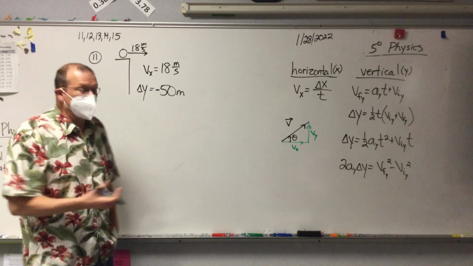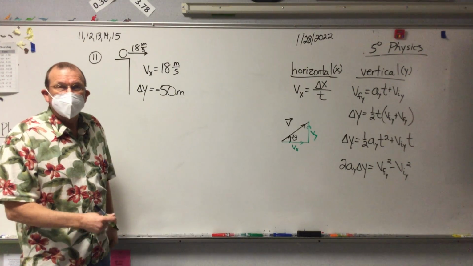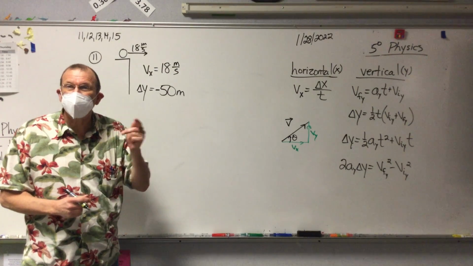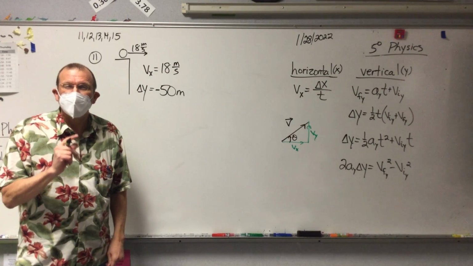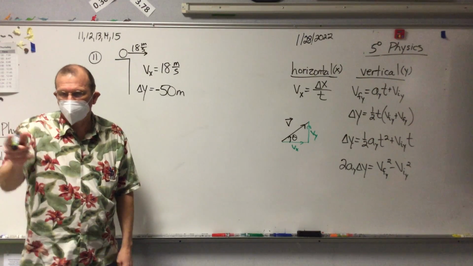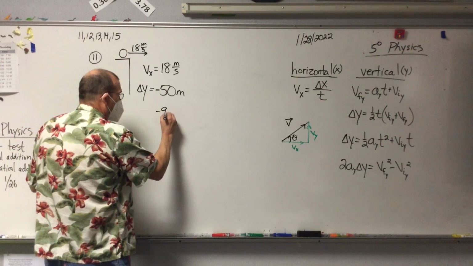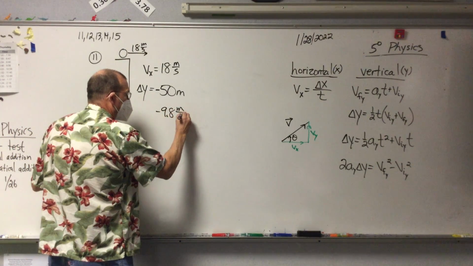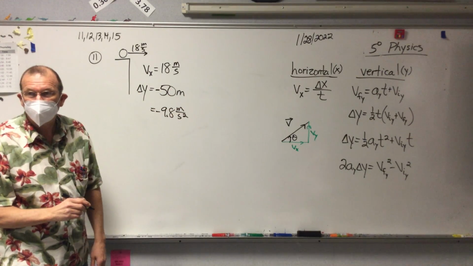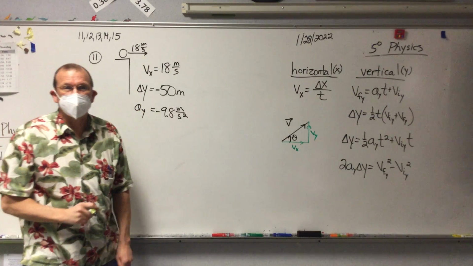Okay, now these are the only pieces of information that they've given us. But there are two additional pieces of information that you're either supposed to figure out or know. What's one of them? Negative 9.8. Okay, and what variable over there is that going to be? Ay. Okay, what's the other one?